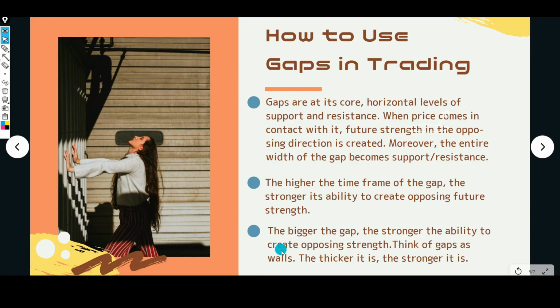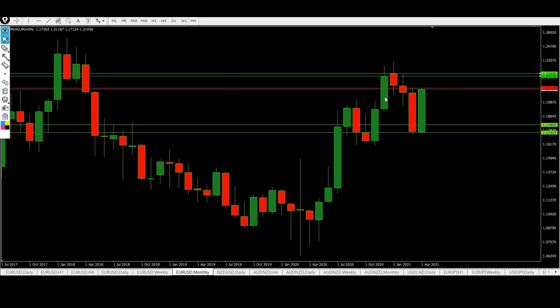Number three. The bigger the gap, the stronger the ability to create opposing strength. Think of gaps as walls. The thicker it is, the stronger it is. So if we take these two gaps and think of them as walls, this wall right here is roughly 2 to 3 times thicker than this wall right here. Thus, a thicker wall creates more opposing future strength than a wall that is thinner.